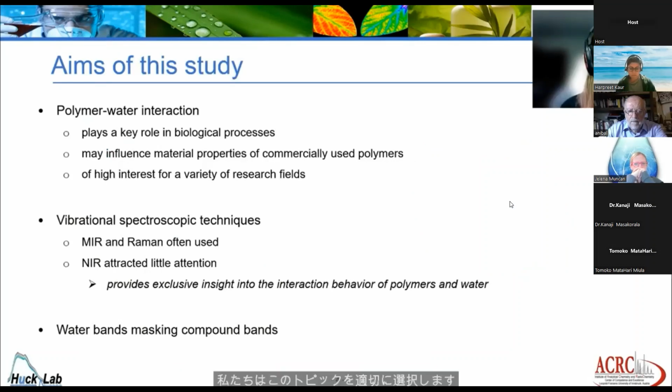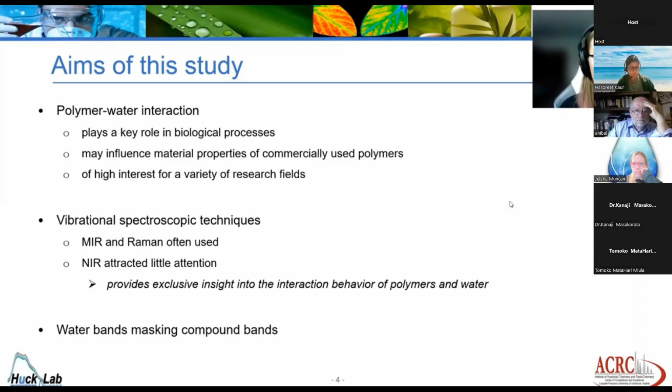So, why did we choose this topic? Well, there are plenty of reasons. Among others, the interaction of biopolymers with water plays a key role in biological processes. The effect of moisture on commercially used polymers is also of high interest for material science and industrial applications. For example, excess of water may cause swelling and therefore change the mechanical and chemical properties of the polymers. For these reasons, the interaction of water with both synthetic polymers as well as biopolymers is of high interest for a variety of research fields, as well as for industrial applications.